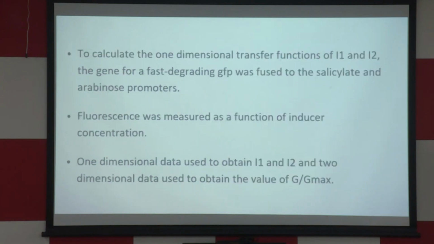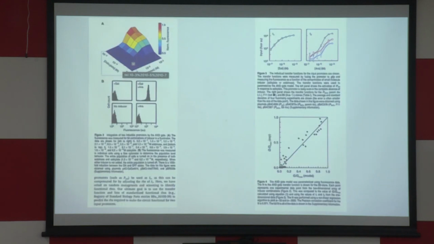To calculate, they used one-dimensional data for I1 and I2, and for fluorescence measured as a function of inducer concentration. With the help of this they demonstrated it, and for the two-dimensional data they used it to calculate the G by Gmax value. With the data they got, they plotted these two graphs. Here the first one shows the salicylate and arabinose concentrations.